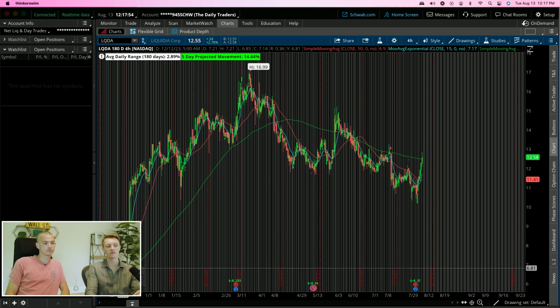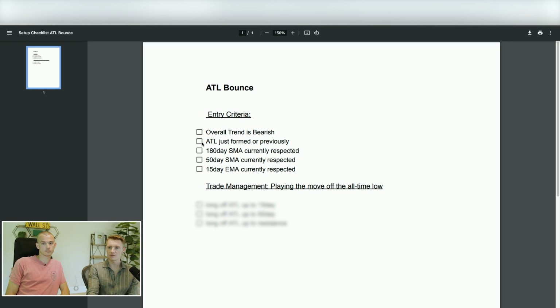That all-time low would have had to have been sitting less than 14% away. But because it's sitting 50% away, it's not worth it. We can't take it. So right away, we can't check off that box. We're not going to take this trade.